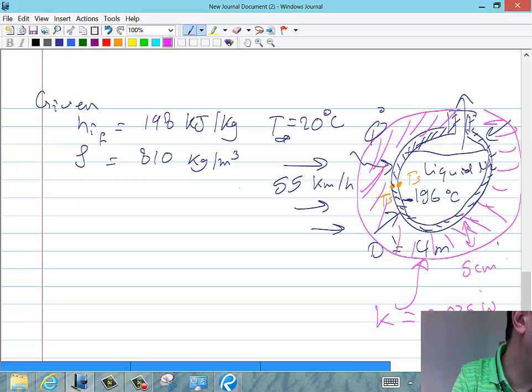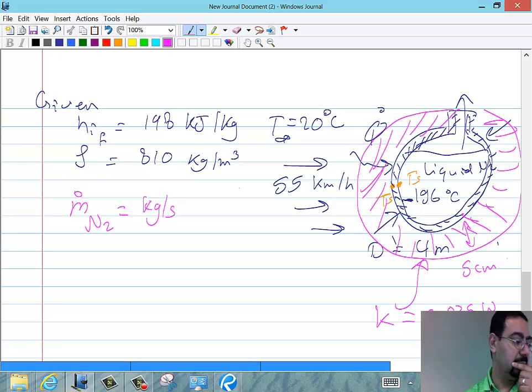So he would like to find out the rate of evaporation of liquid nitrogen, kilogram per second. He would like to figure out the m dot nitrogen evaporation, kilogram per second. How many kilograms will he lose every second? How do you solve this problem? This is what's required. Solution.